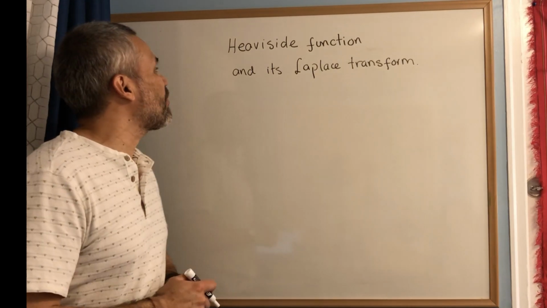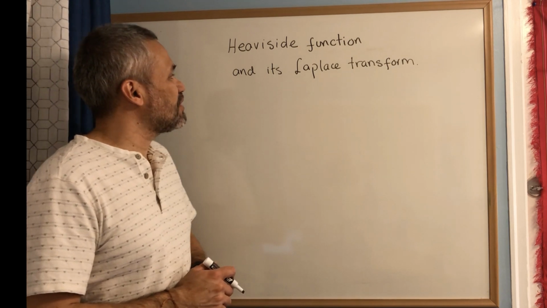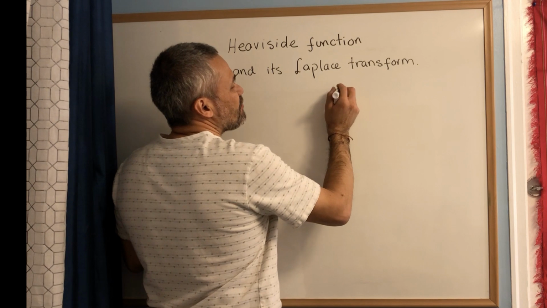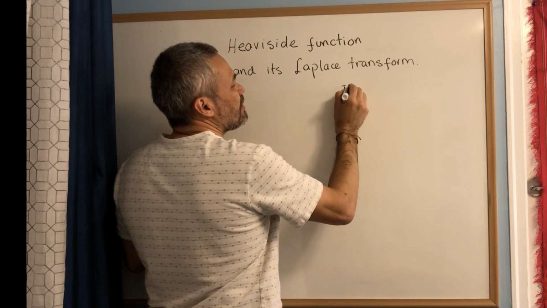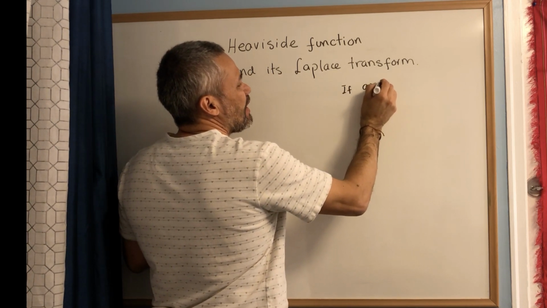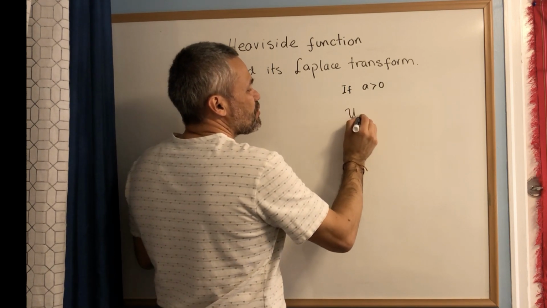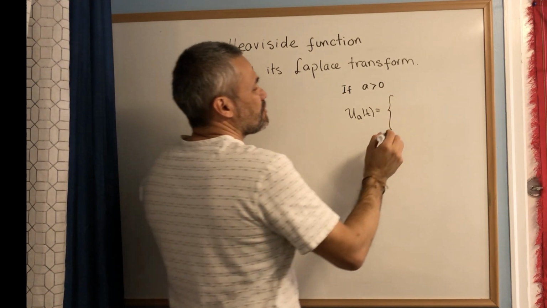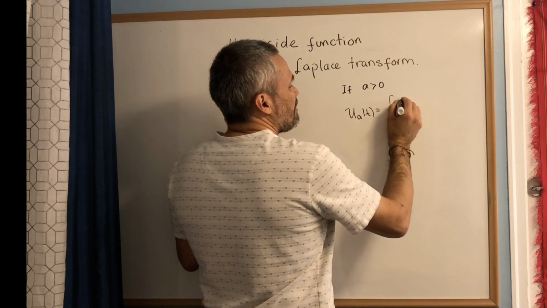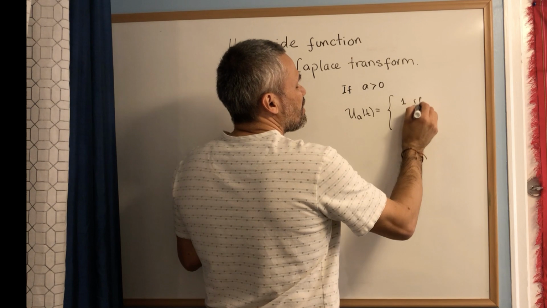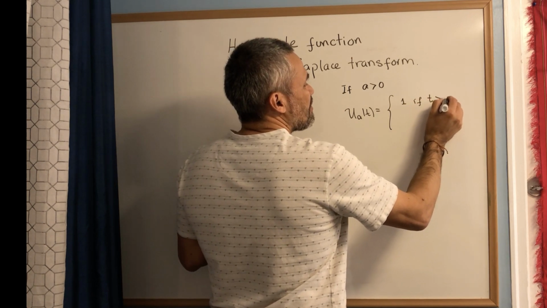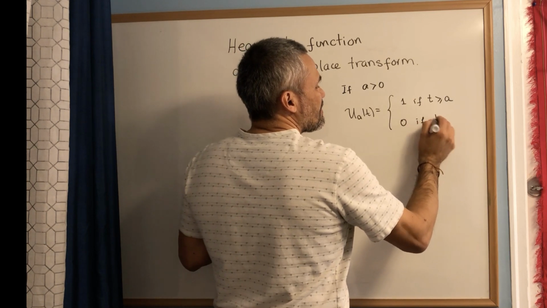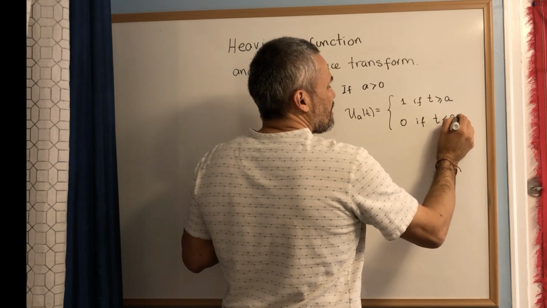Okay, in this video we will explain the Heaviside function and we compute its Laplace transform. The definition for the Heaviside function is: if we take a positive number a, then we define the function u_a of t to be equal to 1 if t is bigger or equal than a, and equal to 0 if t is smaller than a.